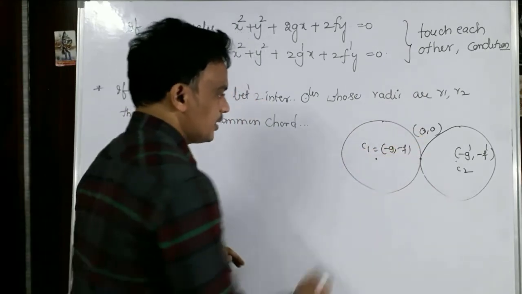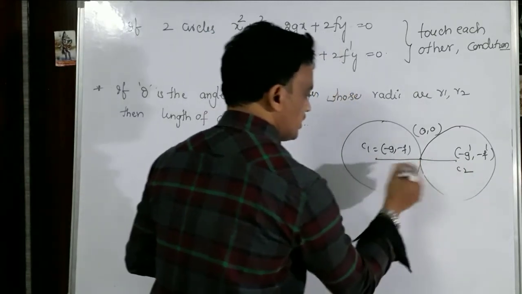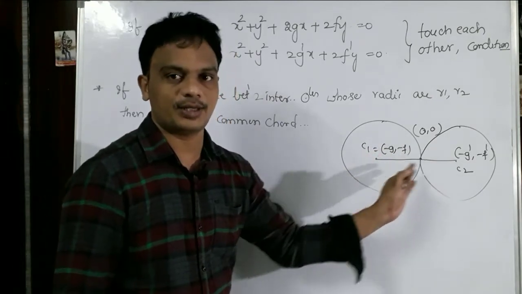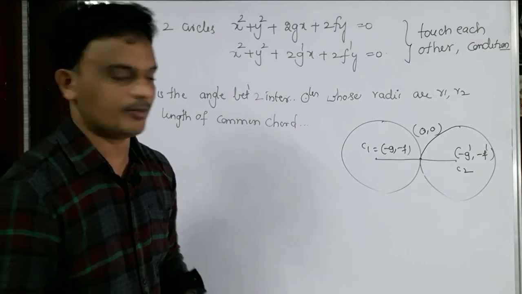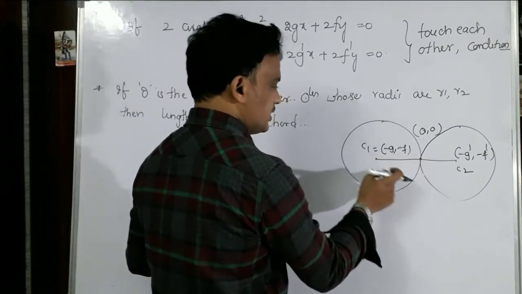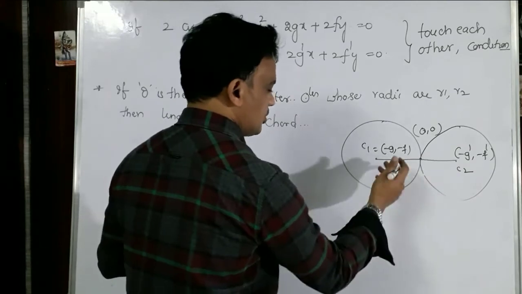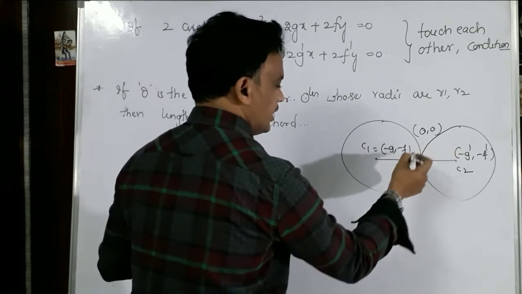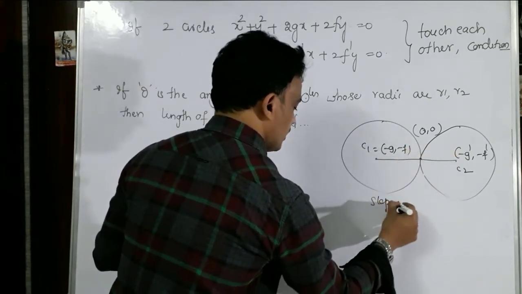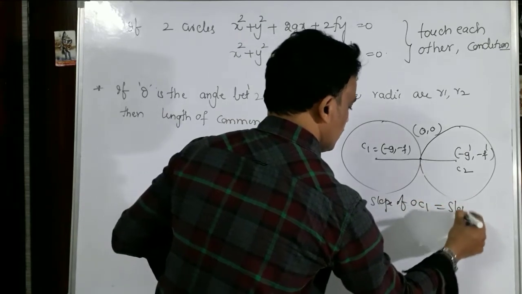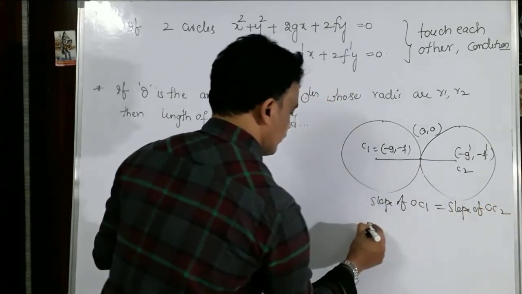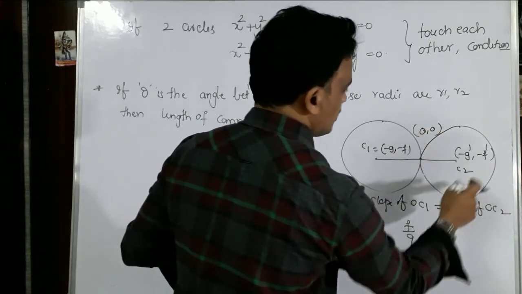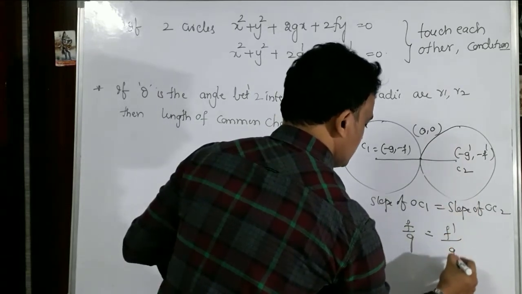Observing this, what do you say about C1, C2 and the point O? They are collinear points. You know the condition for collinear points: slope of OC1 equals slope of OC2. Just equating the slopes. Why? Because they are collinear, they give one line only, not different lines. So, the slope of OC1 is f by g, and the slope of OC2 is f dash by g dash.